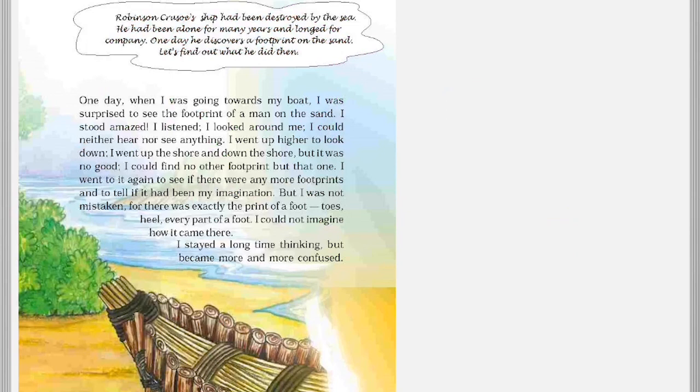Robinson Crusoe's ship had been destroyed by the sea. He had been alone for many years and longed for company. One day he discovers a footprint on the sand. Let's find out what he did then. So we now know that he was alone for a long time, and then he saw a footprint, and now we will read what he did after that.